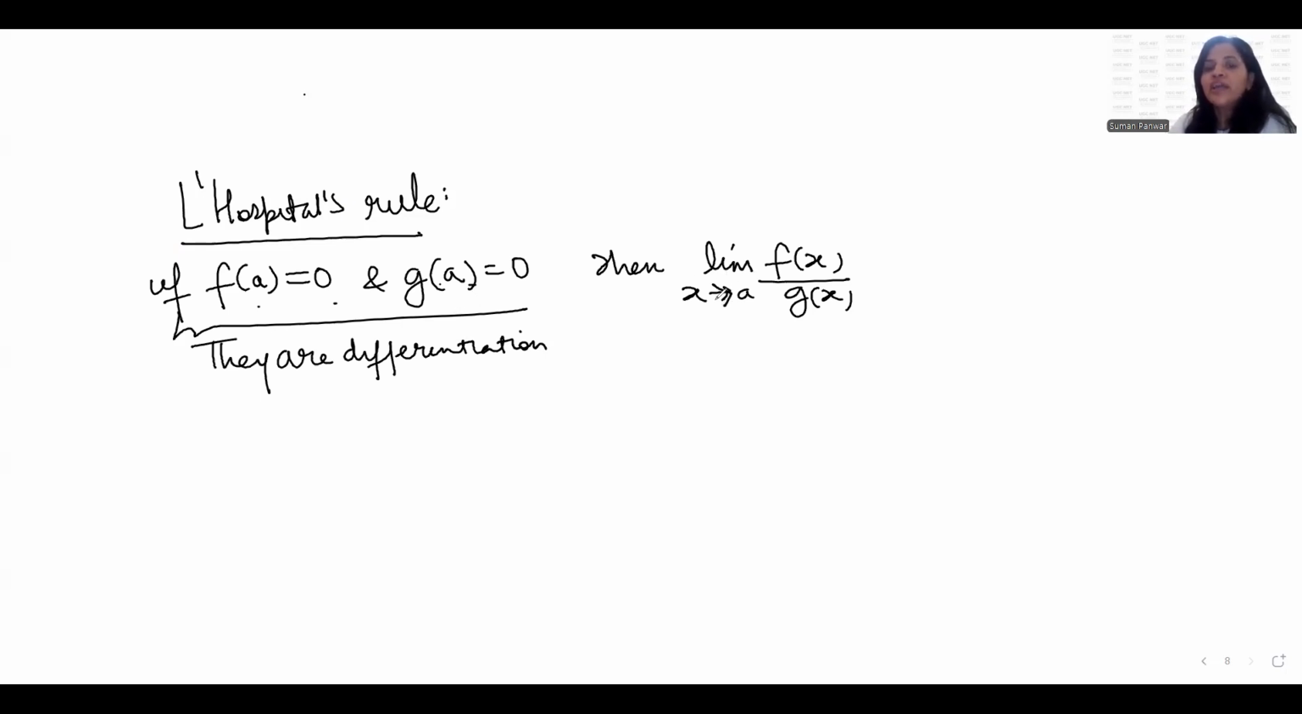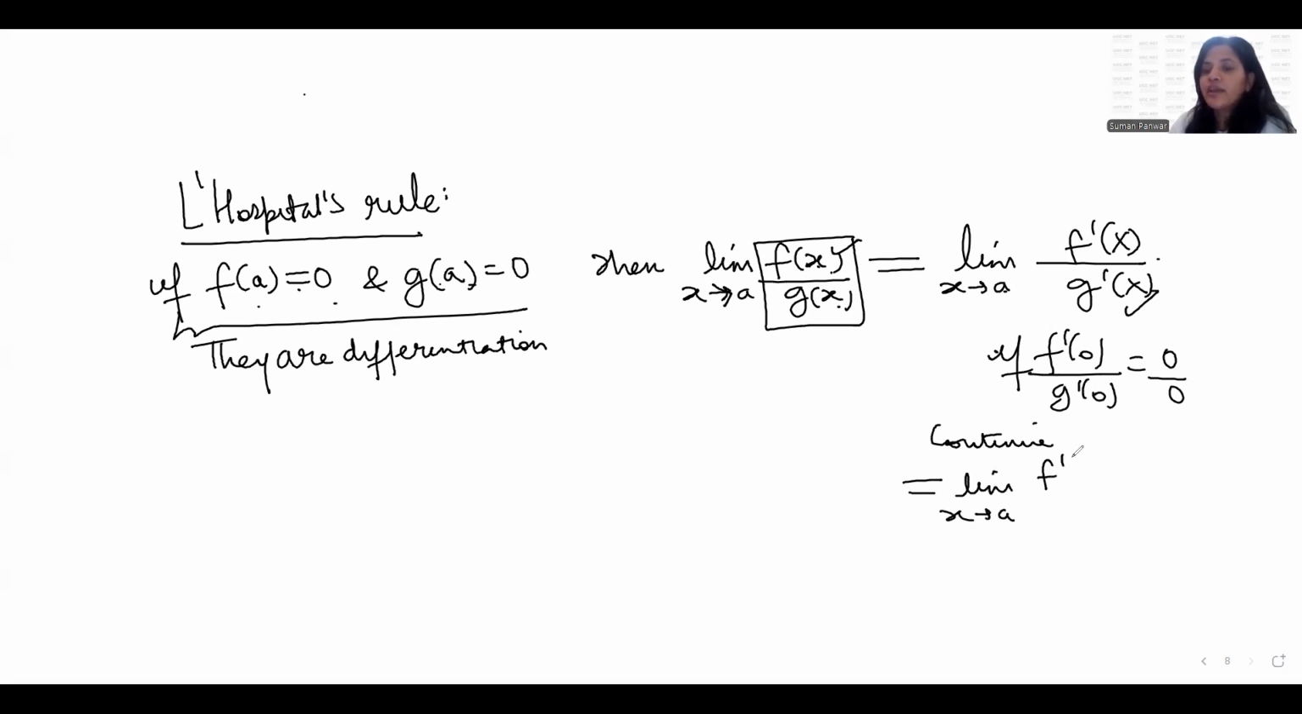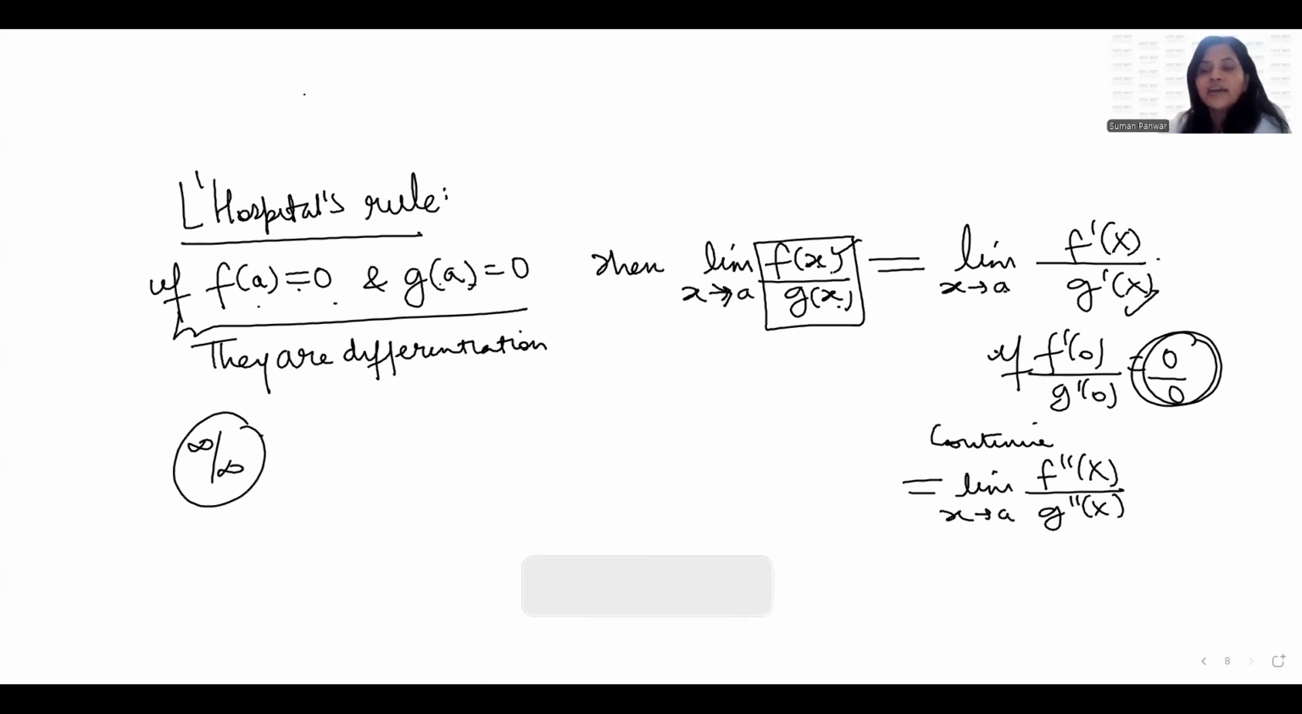So you can see that whenever I'm going to put x equals to a, I'll get f(a) by g(a), and f(a) is 0, g(a) is 0, so we'll get 0 by 0 form. So this is equal to limit x tending to a, f dash x divided by g dash x. So if this expression turns 0 by 0 form, then you differentiate the numerator, differentiate the denominator, and then put x equals to a. If f dash a by g dash a is still 0 by 0 form, continue. What does it mean? It means that it will be equal to limit x tending to a, f double dash x divided by g double dash x. So the story goes on till we get rid of the 0 by 0 or infinity by infinity form. This is called L'Hopital rule, and it is a very, very important rule.